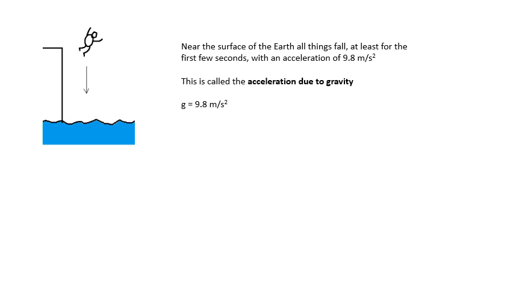Now, near the surface of the Earth, this guy jumping off the cliff into the water, he survives, don't worry. He's a very good swimmer too. But anyway, near the surface of the Earth, things accelerate due to gravity at 9.8 meters per second squared. This is the acceleration due to gravity, 9.8 meters per second squared. If you dropped a golf ball and a bowling ball off a cliff, they would have the same acceleration. At least for the first few seconds, they would have the same acceleration, 9.8 meters per second squared.